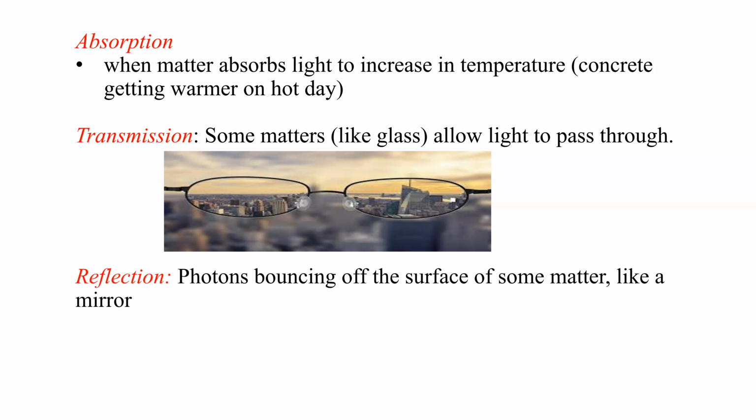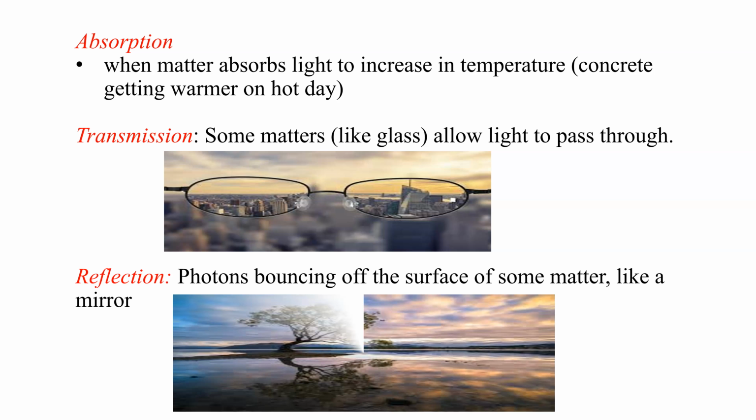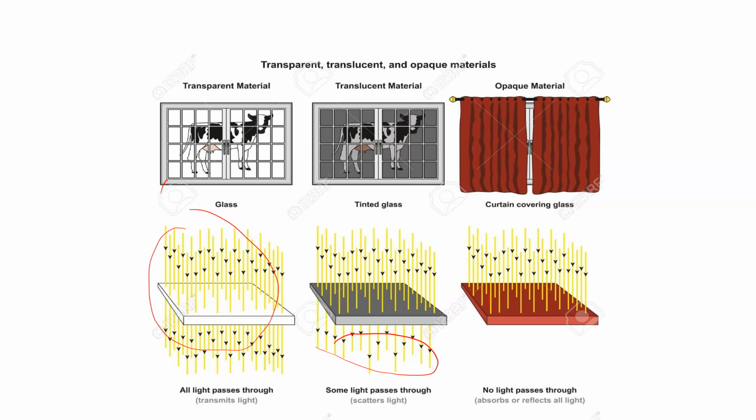Reflection, on the other hand, is photons bouncing off the surface of some matter, like a mirror. Here's a pretty example of that. You can see a mirror image down here. You have the tree, and everything is being reflected by the water. So water can reflect light. It can also absorb light, as you're probably all aware, because the swimming pool gets warmer and warmer as you progress into the deeper parts of summer. That's because it's absorbing energy from the sun and increasing in temperature.